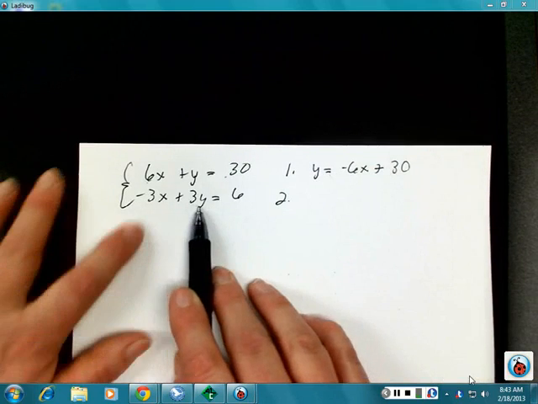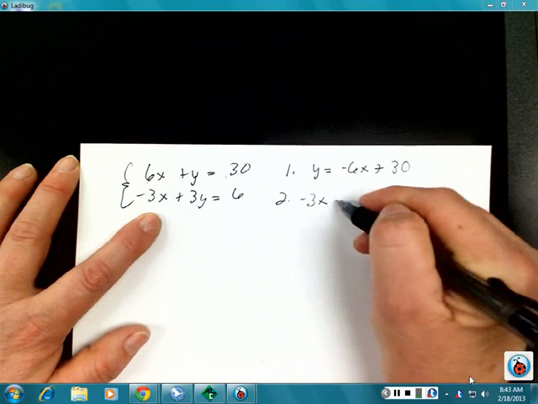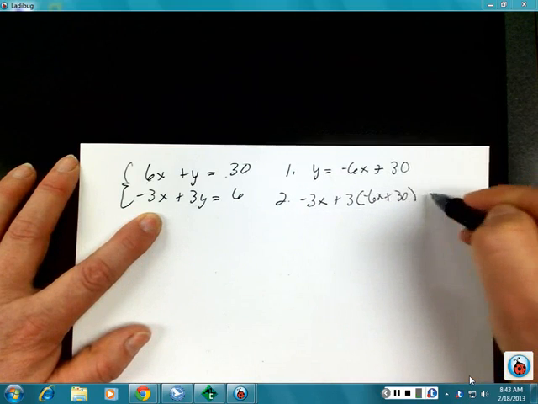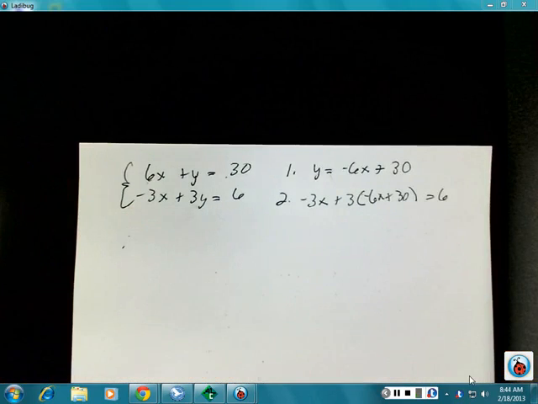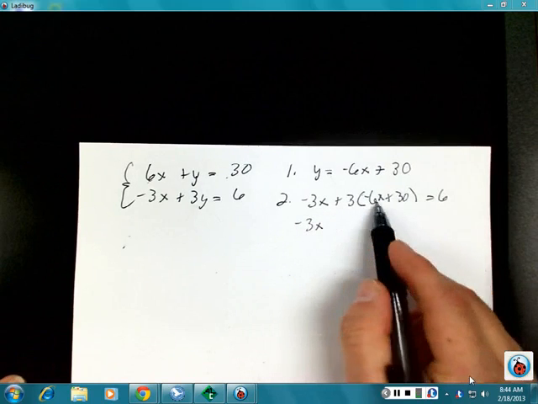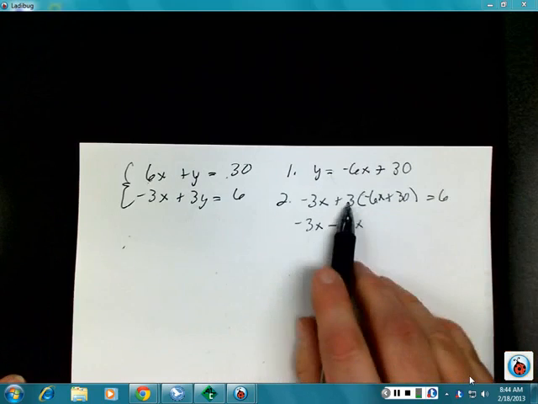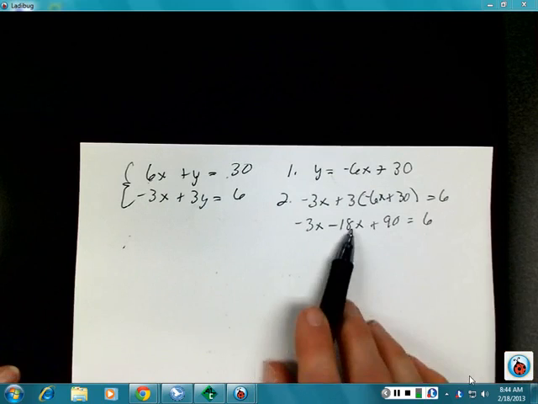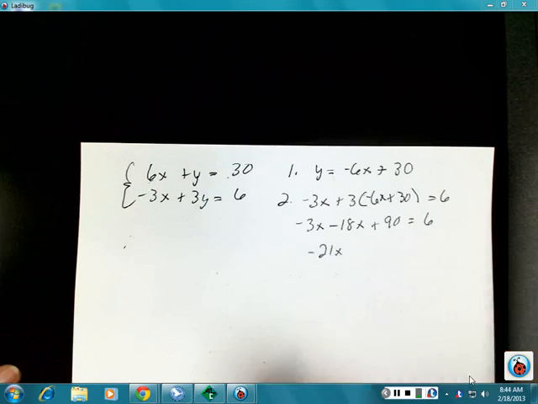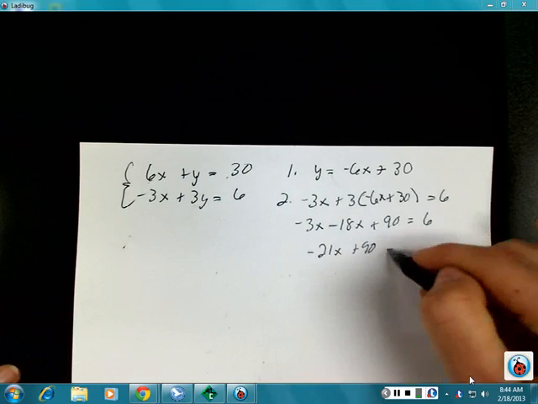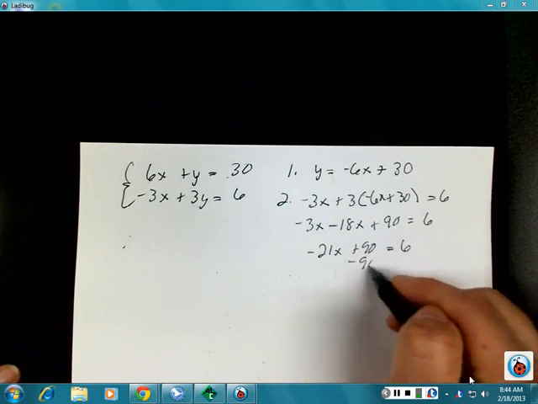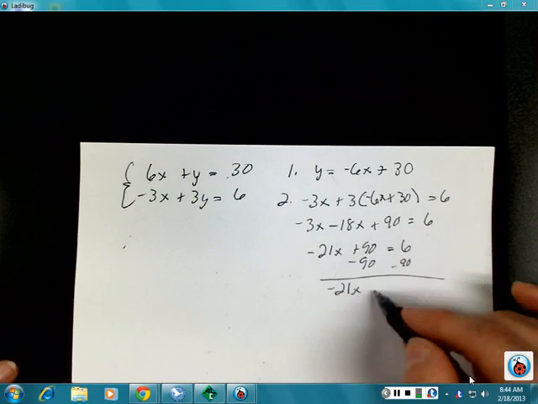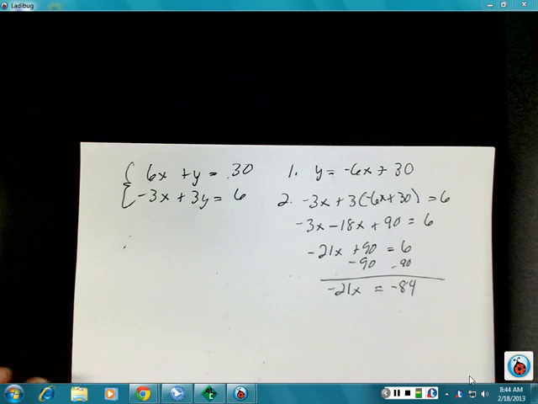Step 2, take this thing and stick it where y is. So it's going to be a negative 3x plus 3 times a negative 6x plus 30 is going to equal 6. So a negative 3x, 3 times a negative 6x is a negative 18x. 3 times 30 is 90. Combine my x's gives me negative 21x plus 90 equals 6. Subtract 90. And that leaves me with a negative 21x is equal to a negative 84. Okay so far?